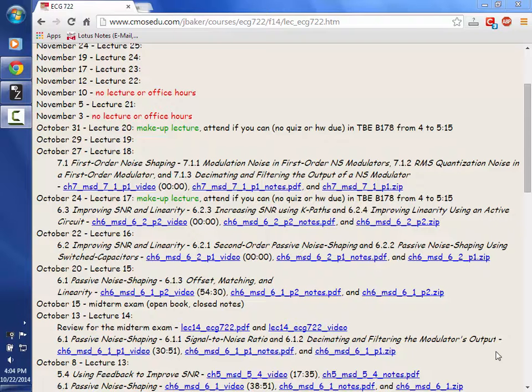All right, so today we're going to talk about second order passive noise shaping and then passive noise shaping using switch capacitors. So this is section 6.2.